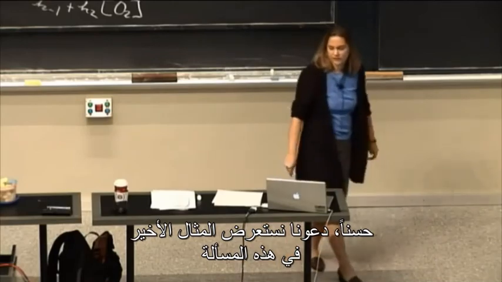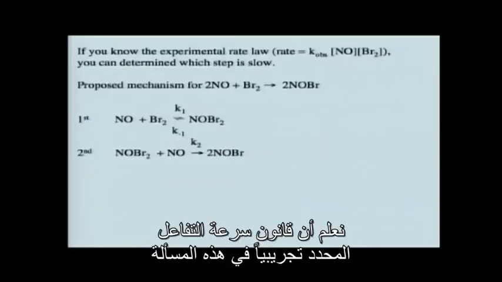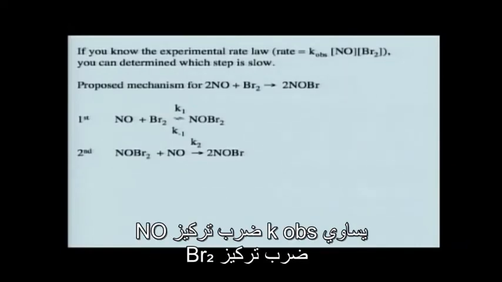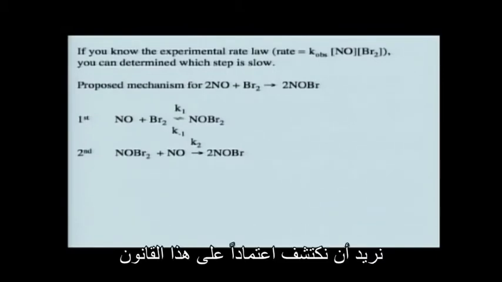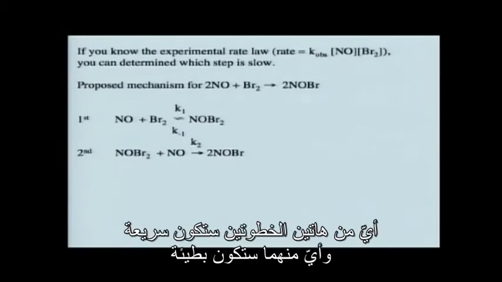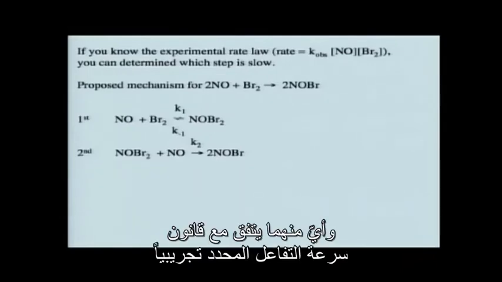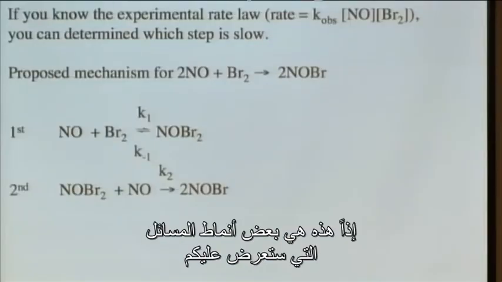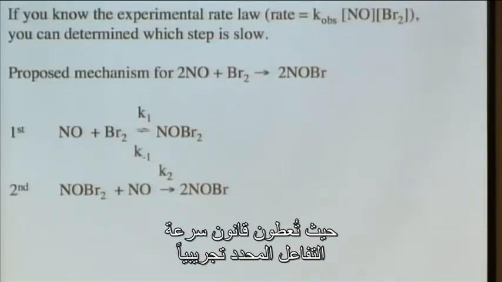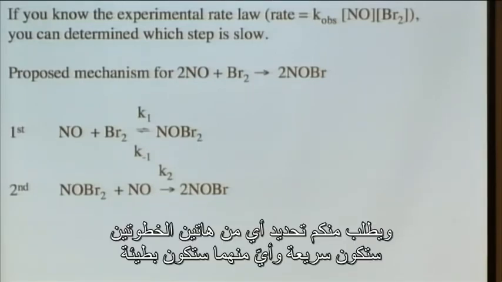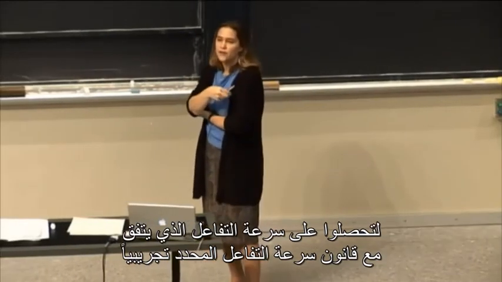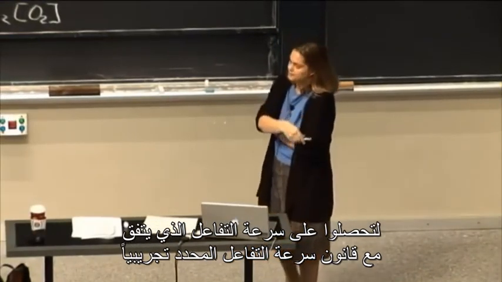All right. So let's do a final example. In this case, we're given an experimental rate law, which is up here, k observed times the concentration of NO and the concentration of Br2. And we want to figure out from this, if one step is fast and the other step is slow, which would be consistent with this experimentally determined rate law. So these are some of the types of problems you have. You're given an experimental rate law and asked, tell me which step has to be fast and which has to be slow to have a rate that's consistent with the observed rate.